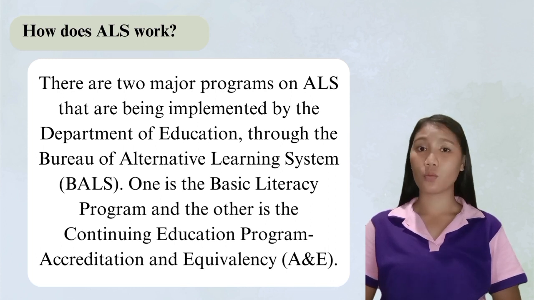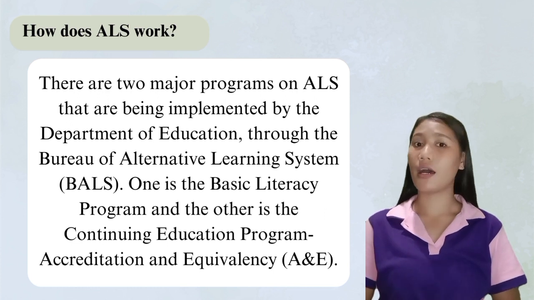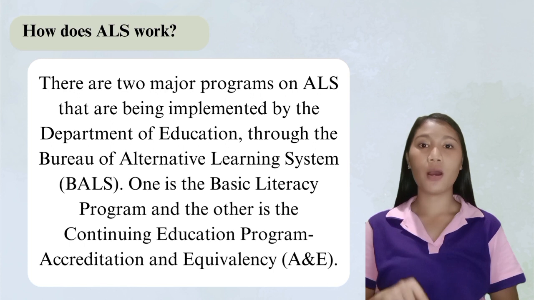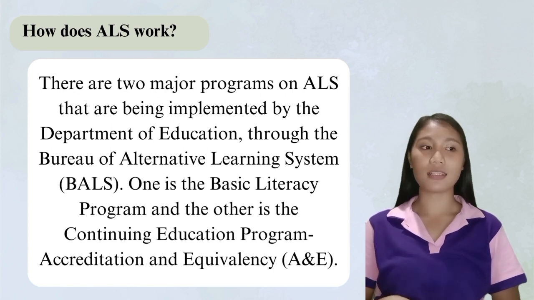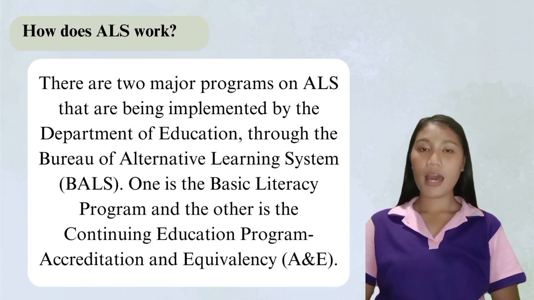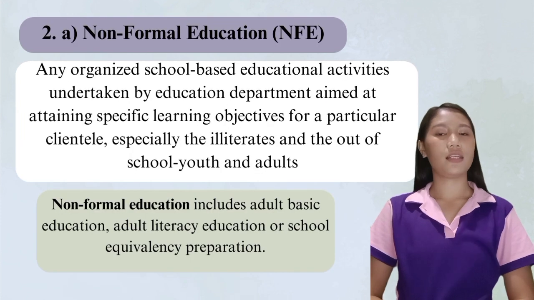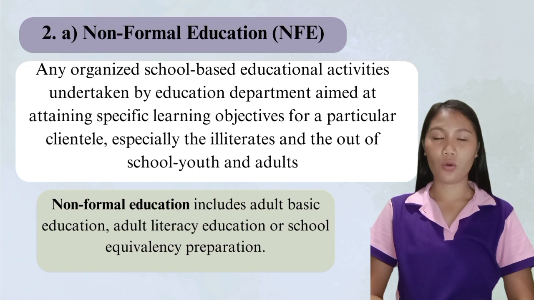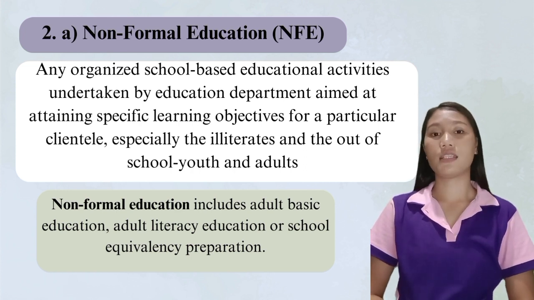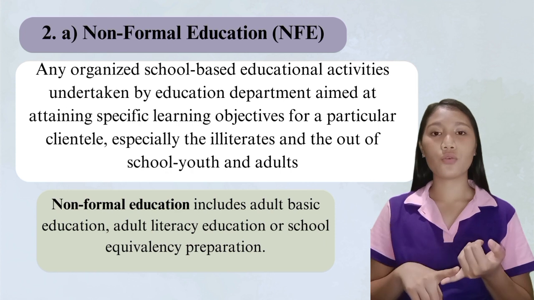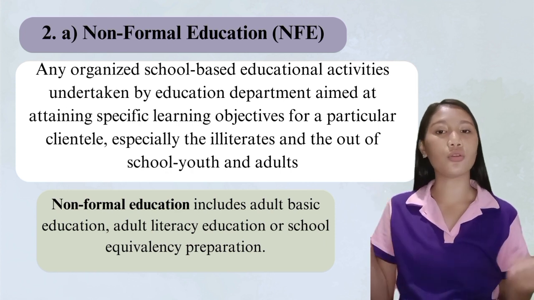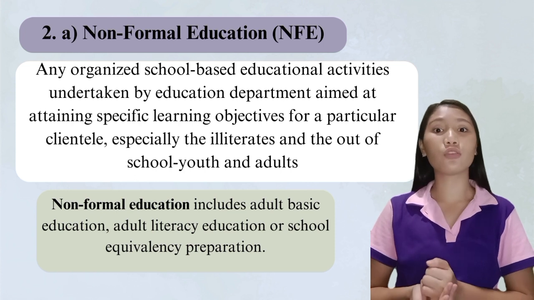So how does ALS work? There are two major programs on ALS that are being implemented by the Department of Education through the Bureau of Alternative Learning System or BALS. One is the Basic Literacy Program and the other is the Continuing Education Program, Accreditation and Equivalency or A and E. In the Alternative Learning System, under this is the non-formal education. The target of this education is those illiterate students who are not able to read and write and those out of school youth.